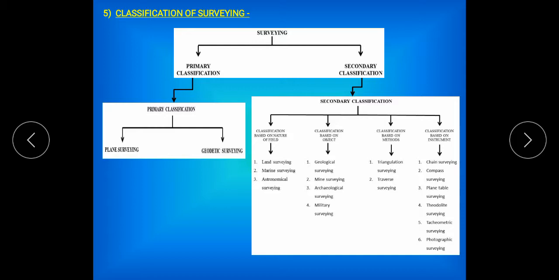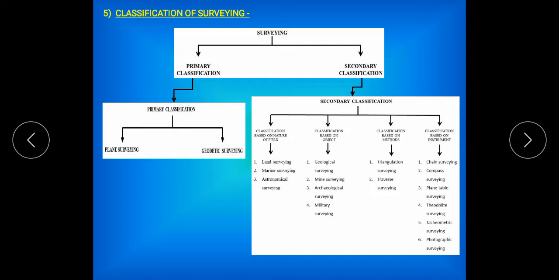We see on the screen there are two main types of surveying. The first is the primary classification and the second is the secondary classification. In the primary classification there are two subtypes: the first is plane surveying and the second is geodetic surveying. In the secondary classification there are four subtypes: the first is classification based on nature of field, second based on object, third based on methods, and fourth based on instrument.